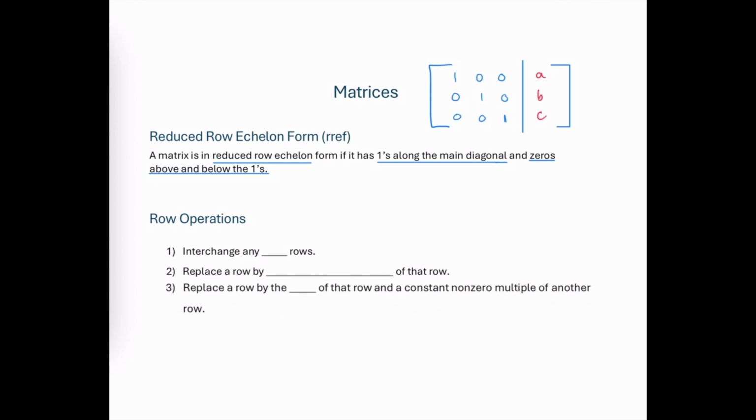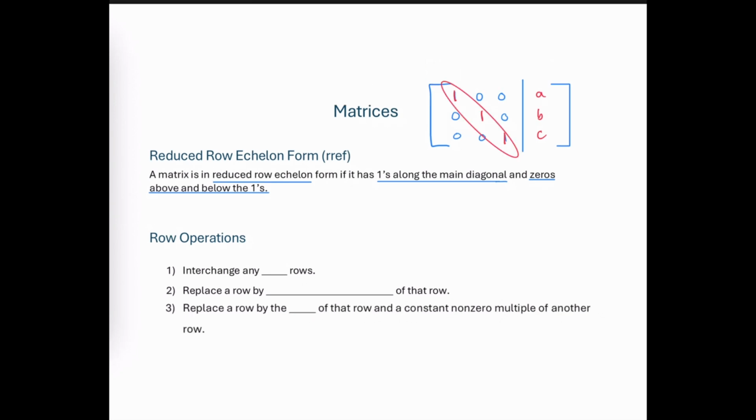But what makes this matrix in reduced row echelon form is that we have ones along the main diagonal, and the main diagonal runs from the top left to the bottom right. And then we have zeros above and below that main diagonal. So this would be a matrix in reduced row echelon form. When solving a system of equations using matrices, we want to algebraically manipulate our matrix until it is in reduced row echelon form, and we can also abbreviate that RREF.